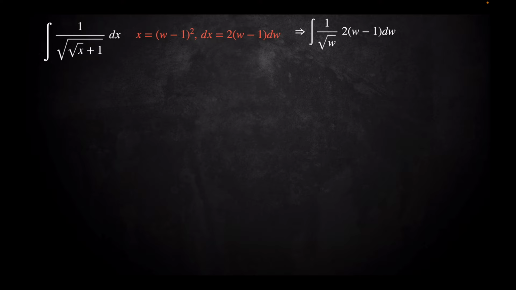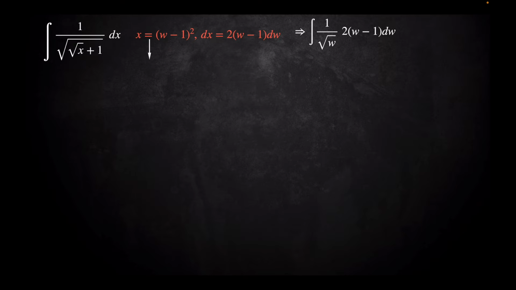And now my dx, if I differentiate x with respect to w, I'll get 2 times w minus 1 dw. So I actually get something that's a little bit easier to work with. I could have done basically the same thing in the previous substitution. I would just have had to do 2 substitutions back to back.